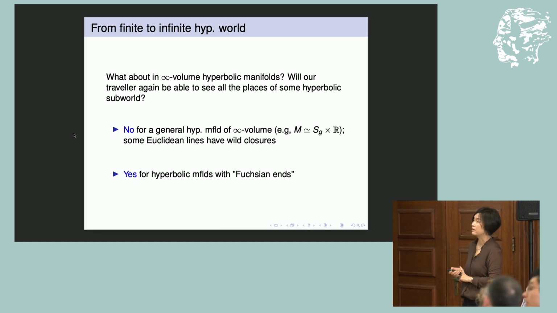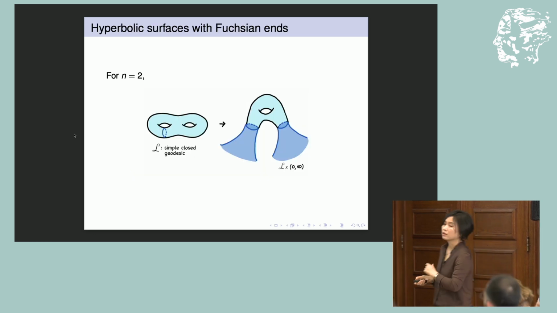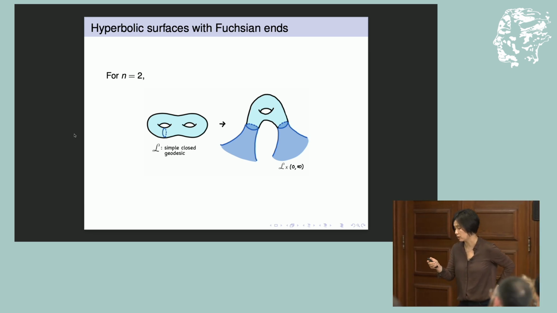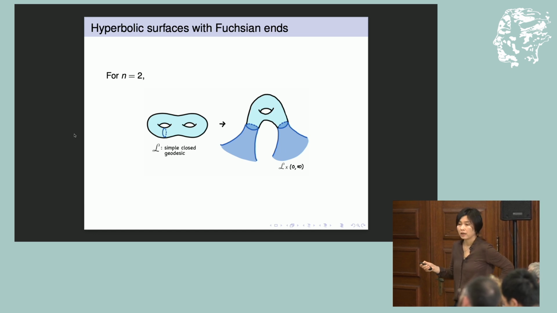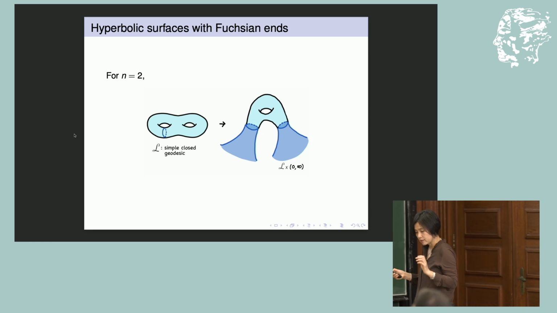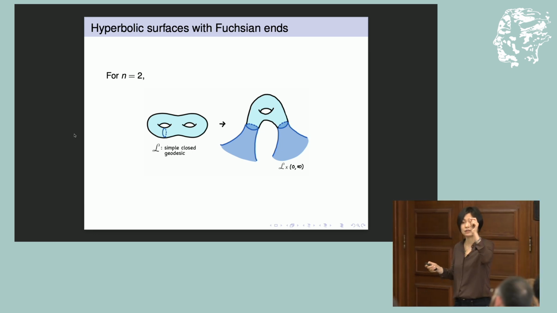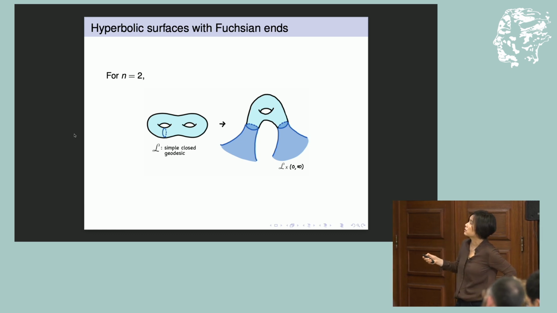Now I want to explain what hyperbolic manifolds with Fuchsian ends are. Let's start with the two-dimensional case. A hyperbolic surface with Fuchsian ends is constructed in the following way. I have some closed hyperbolic surface, and every closed hyperbolic surface has infinitely many simple closed geodesics. We know what a closed geodesic is, and simple means that there is no self-intersection. Take one simple closed geodesic, like in this picture, and cut the hyperbolic surface along this closed geodesic.